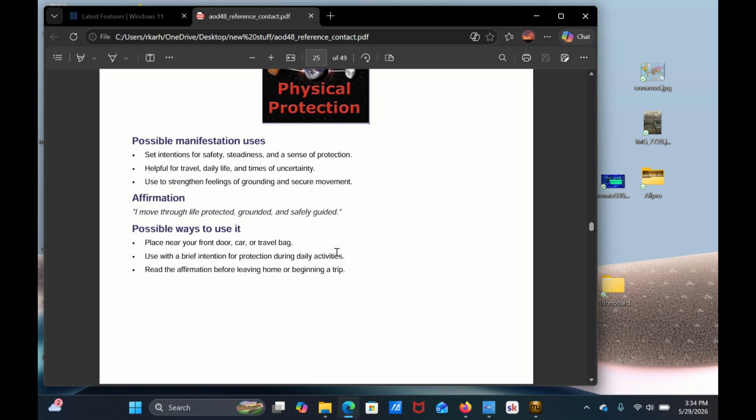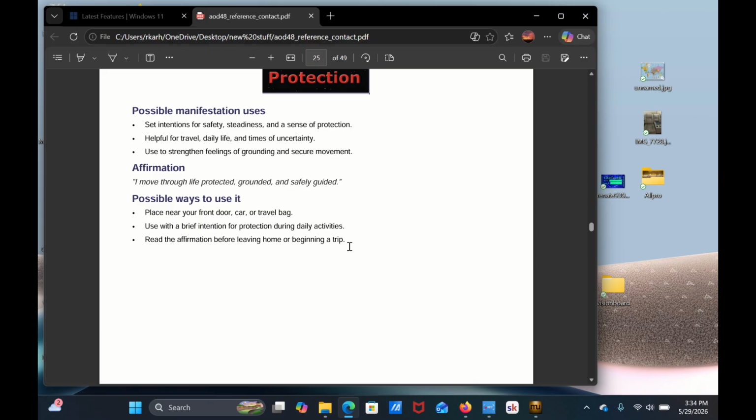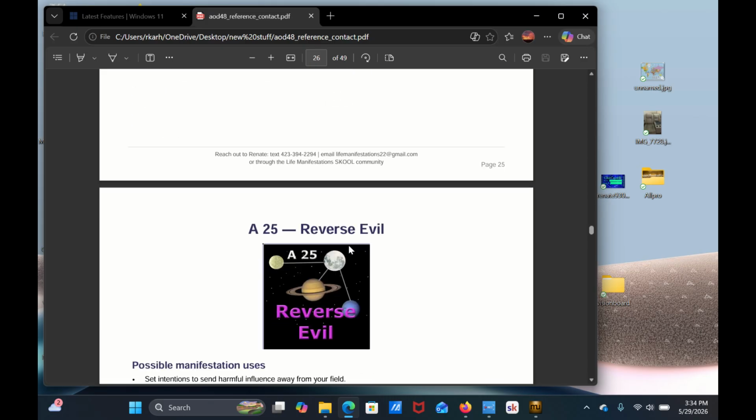Placed near your front door, car, or travel bag. Used with a brief intention for protection during daily activities. Read the affirmation before leaving home or beginning a trip.